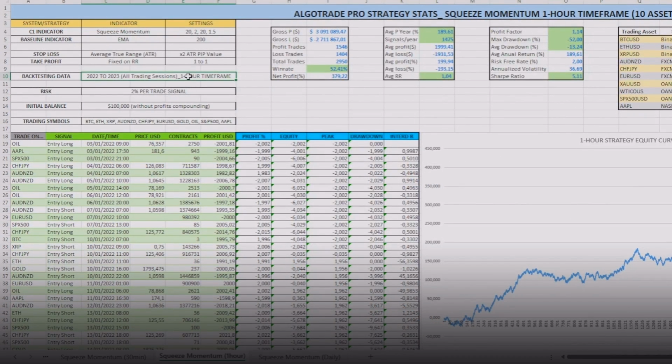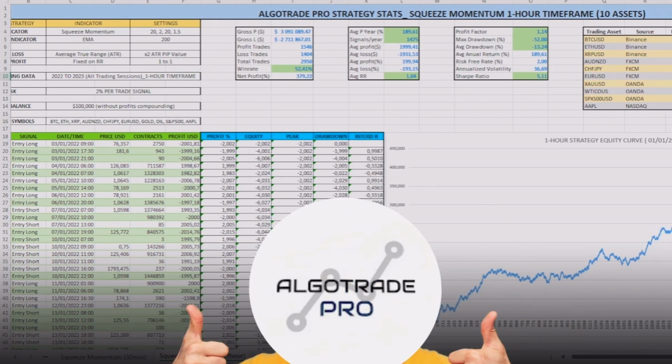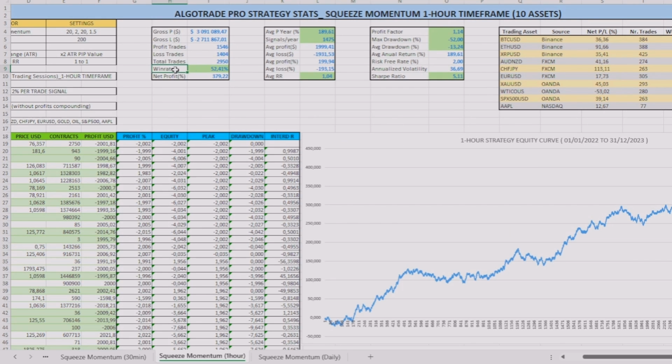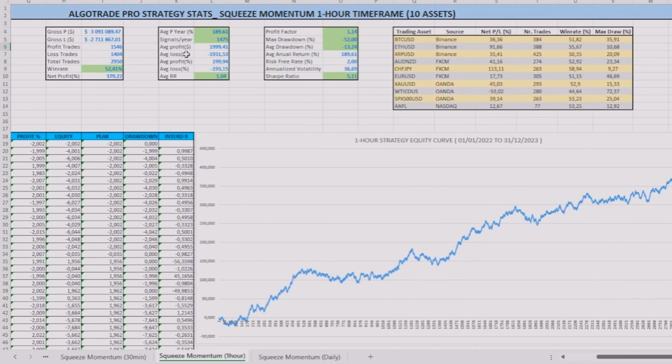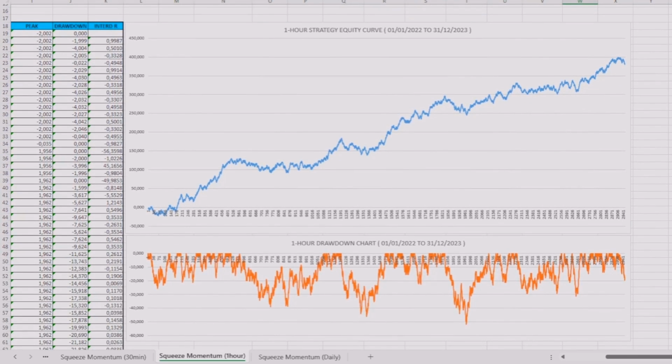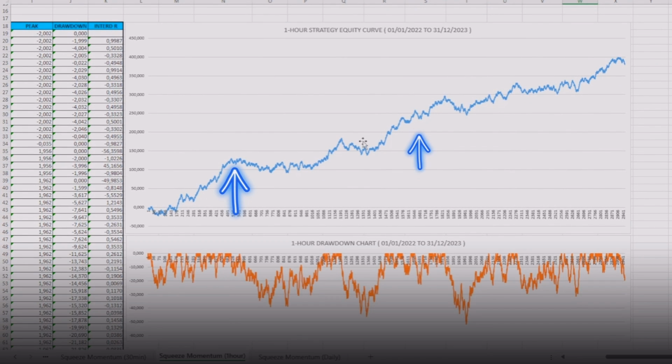Next, in the 1-hour time frame, things look much better. After almost 3,000 trades, the indicator achieved a win rate of about 52.41% and the total net profit close to 380%. Again, here you can find other metrics including the drawdowns, which are much lower than the previous ones, and also the results from every asset, which are quite consistent. But the best thing to look at is the equity chart, which is highly consistent.